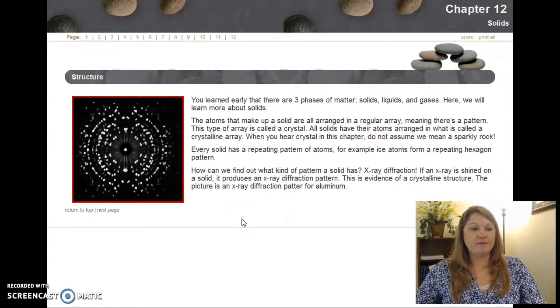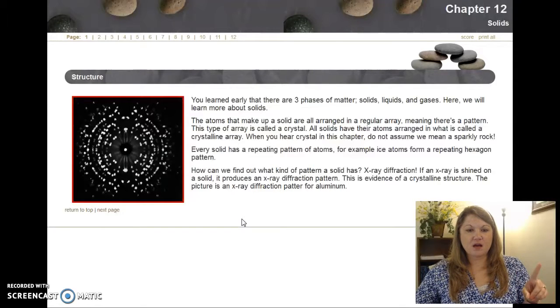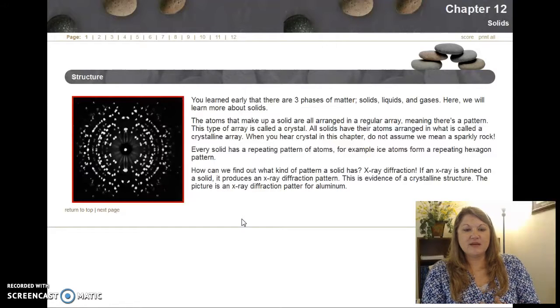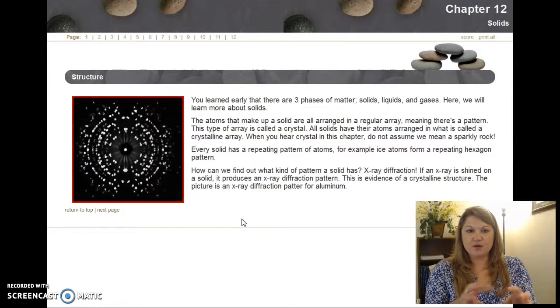We've learned in the past, throughout our educational career, that we have three phases of matter: solids, liquids, gases. Here we're going to learn about the solids. What makes solids special is all the atoms in a solid bond together to make a certain kind of array, and then this array gets repeated. For example, ice makes a hexagonal shape array, and then that gets repeated. This is called a crystal array.